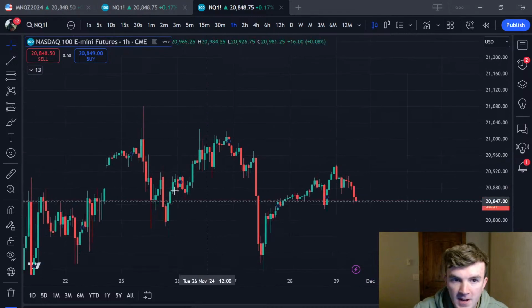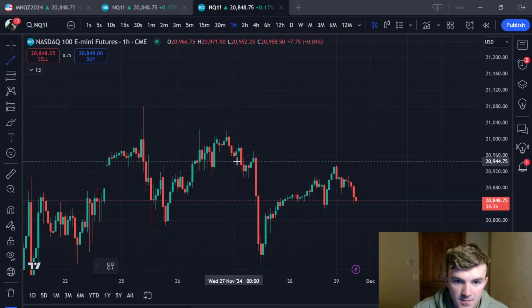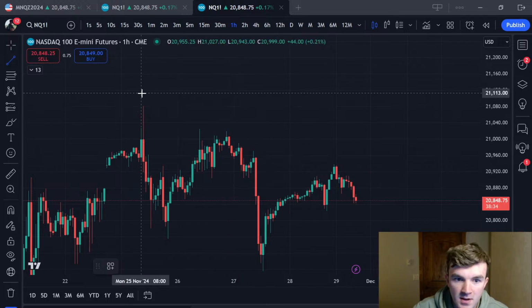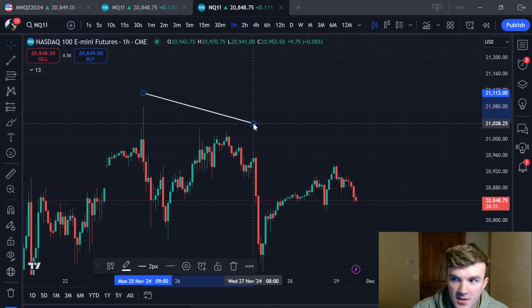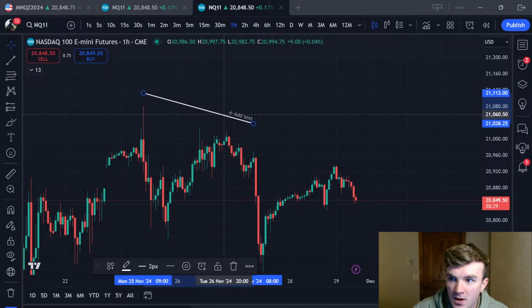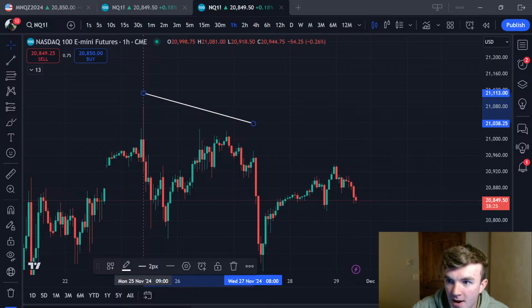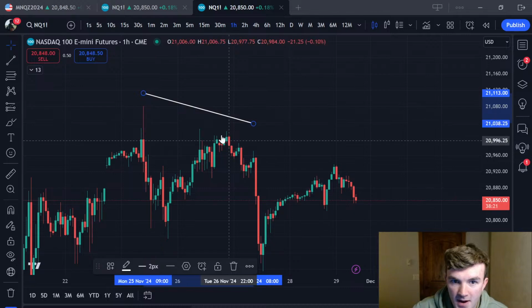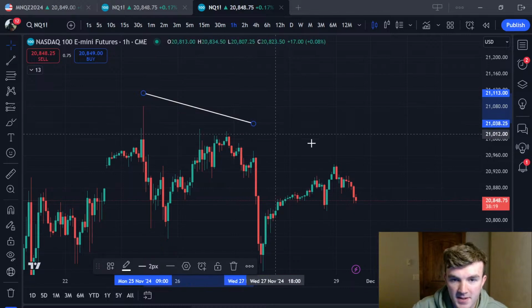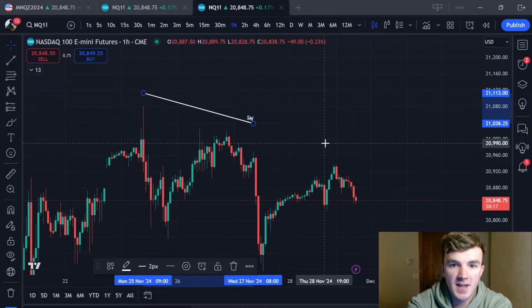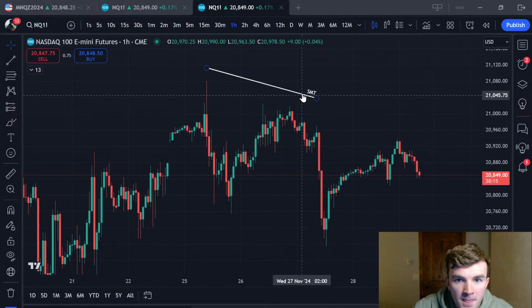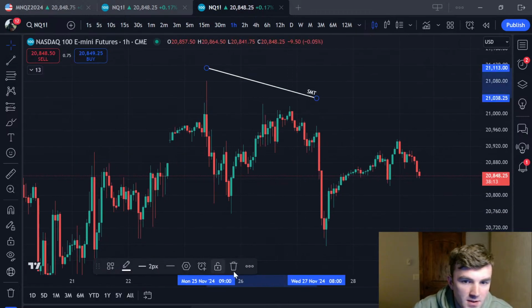So the first thing I noticed going into basically the last few days is we get this giant bearish SMT where on Monday we get a lower high and then a higher high on the S&P, and then a higher high, lower high on the NASDAQ. So here's that SMT. That was the first thing that I noticed going into this week.